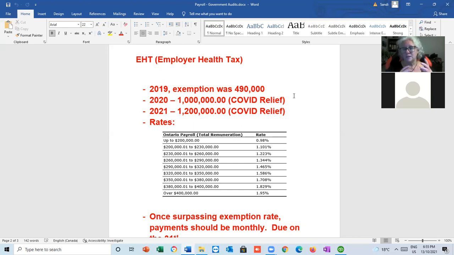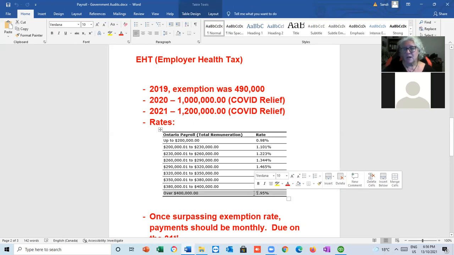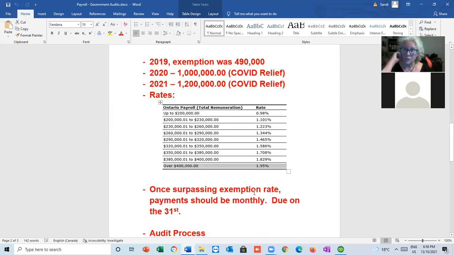And it's very simple. All you do here is the first 400,000 is exempt. So if I had $1 million in gross payroll and I had to pay EHT, I'm taking 400,000 off of that calculation, and then I'll pay 1.95% on the rest of it. And it's interesting to note that for employers on payroll, it doesn't work like WSIB. You are included in the calculation for EHT, your salary as a business owner. So something to keep in mind.